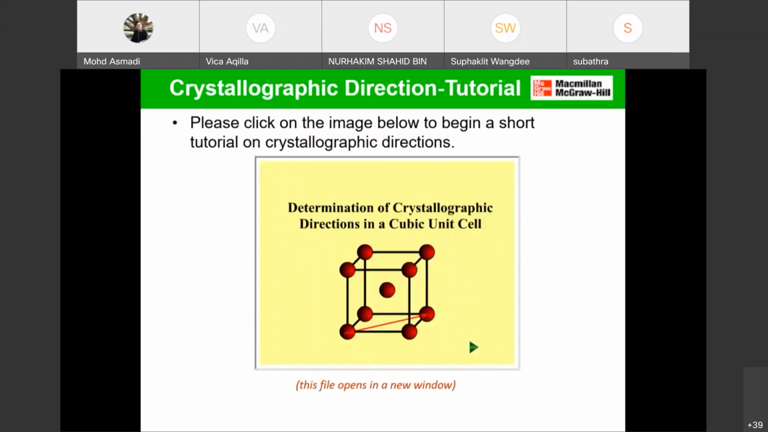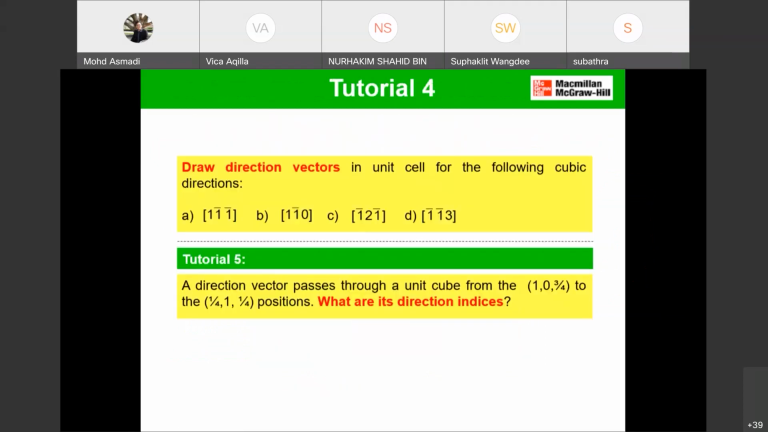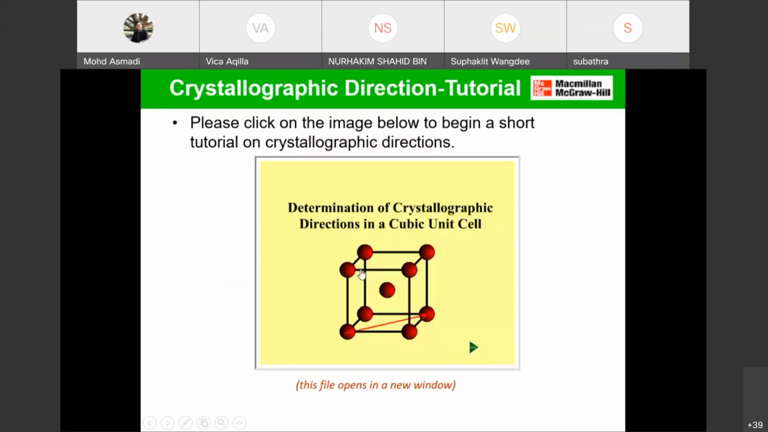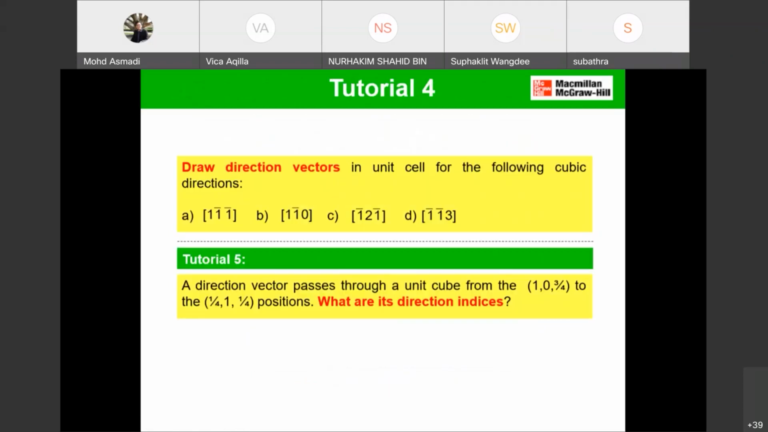This one I think I don't have Flash installed, I cannot play this one. Okay, so can you do these tutorials? Draw direction vectors in unit cells for the following cubic directions. Okay, 1, -1, -1; 1, -1, 0; 1, 2, 1; and 1, 1, 3. This is negative, negative. Okay, this one is tutorial 4. Okay. Can you do?